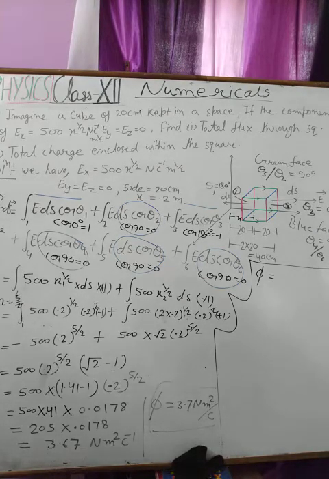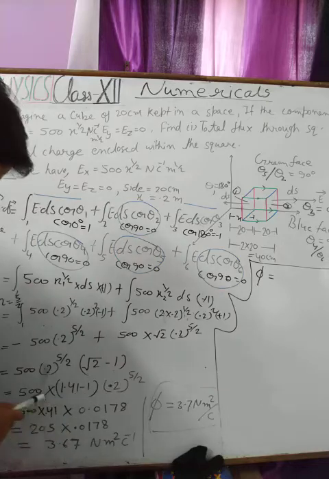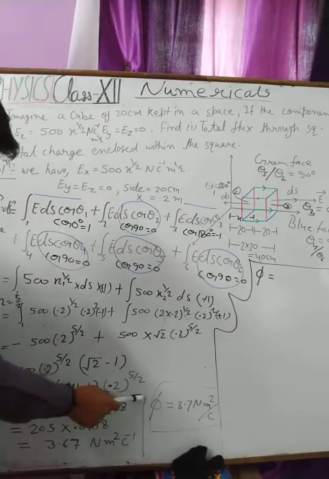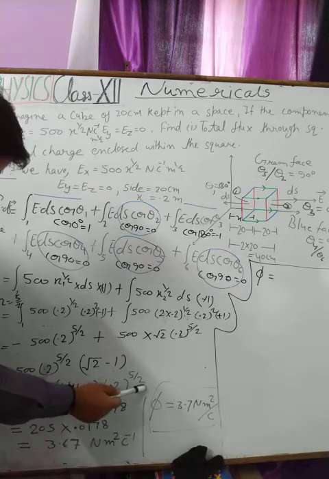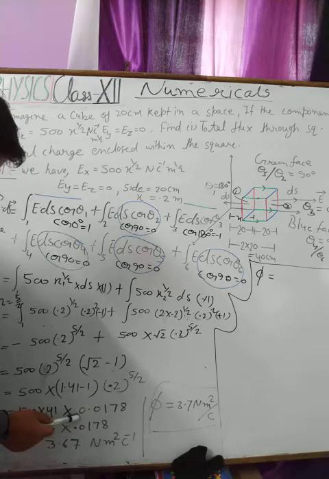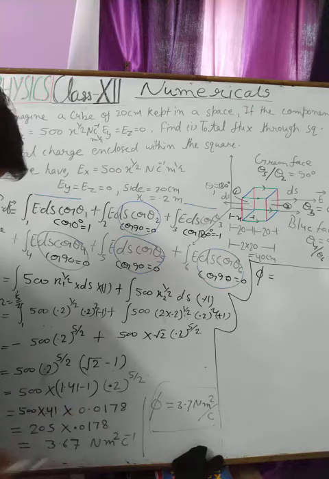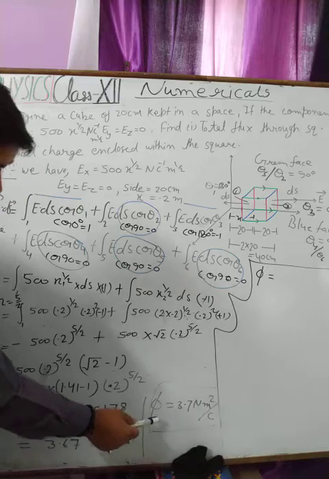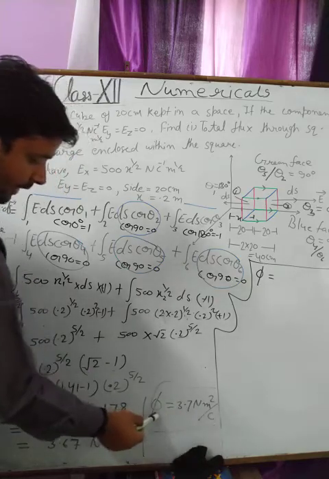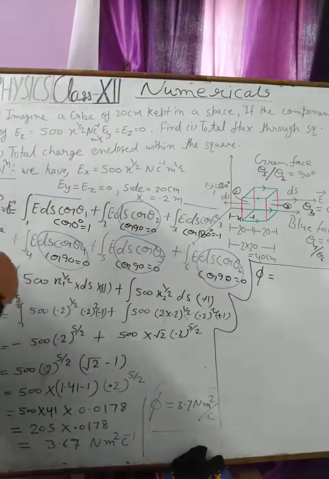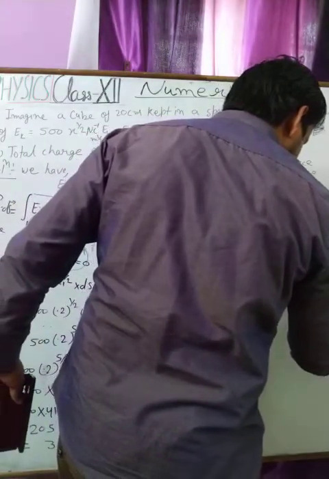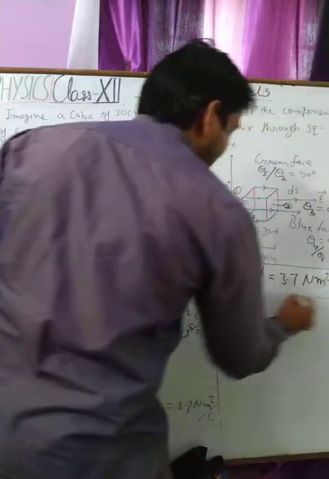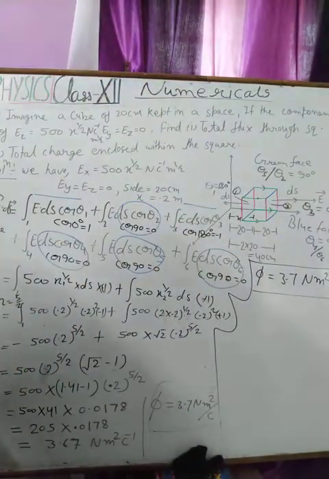If we are solving this from here, the value of 0.2 to the power 5 by 2 gives the result 0.0178, and when we multiply this it will give this result, and the total flux passing through the square is this, that is 3.7 Newton meter square per Coulomb. This is the value of electric flux.